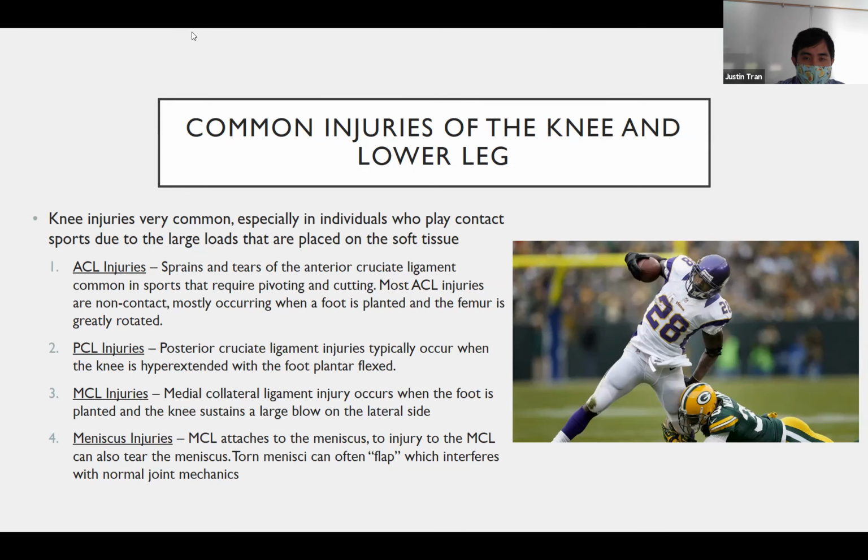Actually, if you follow basketball, the MVP of the finals last year, Giannis, had a hyperextended knee. I remember one of the concerns was that he hurt his PCL because he grabbed a rebound, came down awkwardly, and extended his knee a little bit too much.